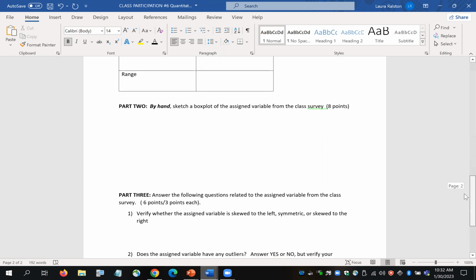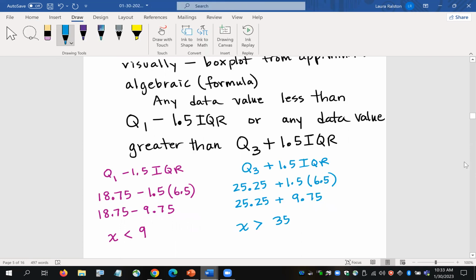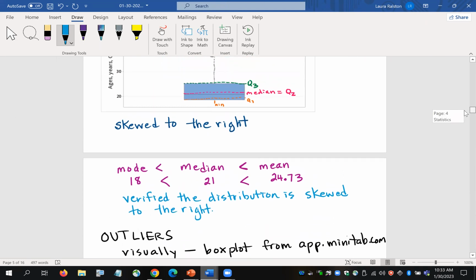Then you have to verify that it is either skewed left, symmetric, or skewed right. I just showed you how to do that. To verify that it's skewed to the left, skewed to the right, or symmetric, you have to physically show me with the numbers the relationship between the mean, the median, and the mode.